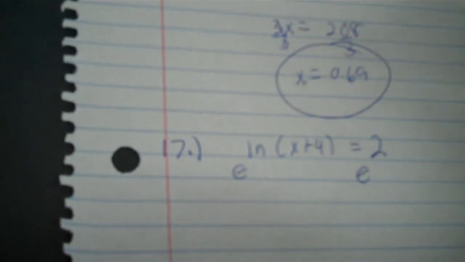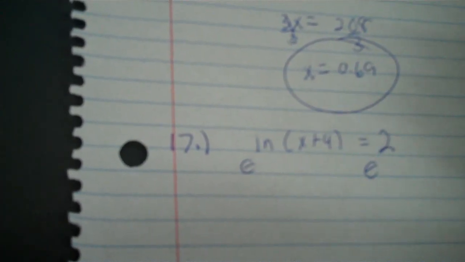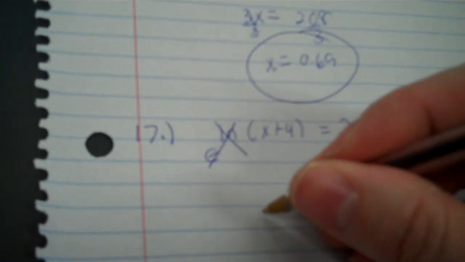Okay, number 17. We've got ln, and then x plus 4 equals 2. Now here it says hint, E. Okay. Now you can go right to your E on the ln, so E, but you put that down to the bottom left as a base. That cancels, and now I have just x plus 4.